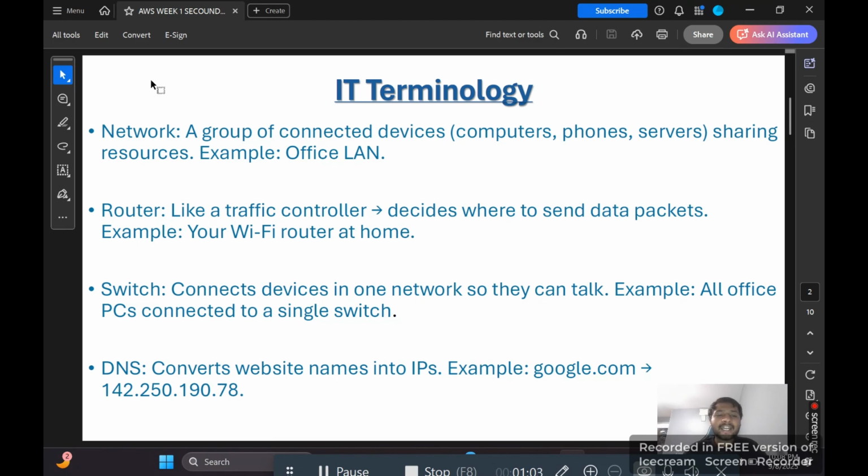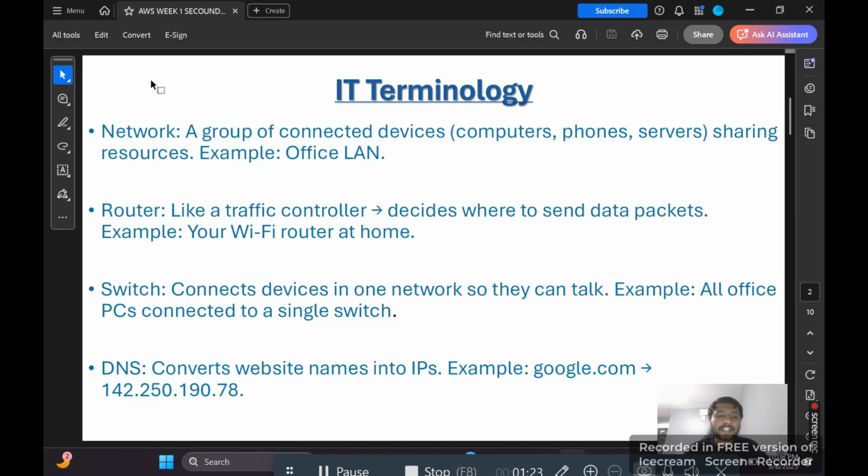Third is a switch. It connects devices in one network so they can talk. Example, all office PCs connected to a single switch. If 5 to 10 PCs and devices are connected with each other by a LAN, that time we use the switch.